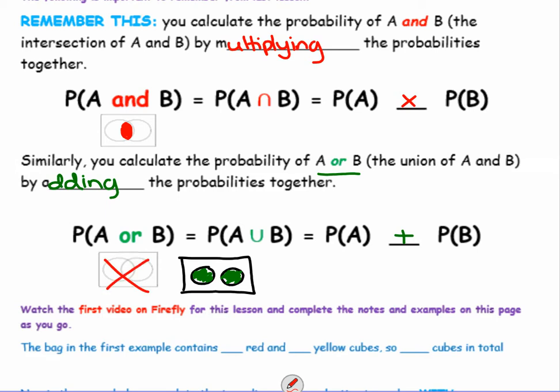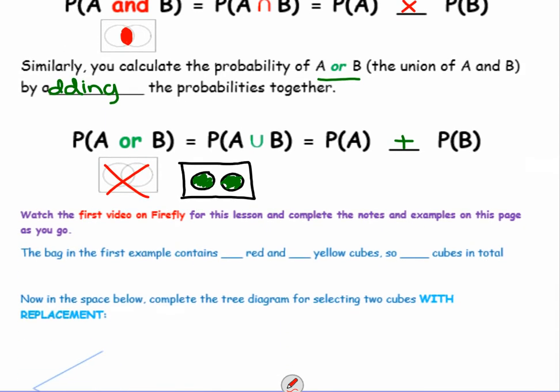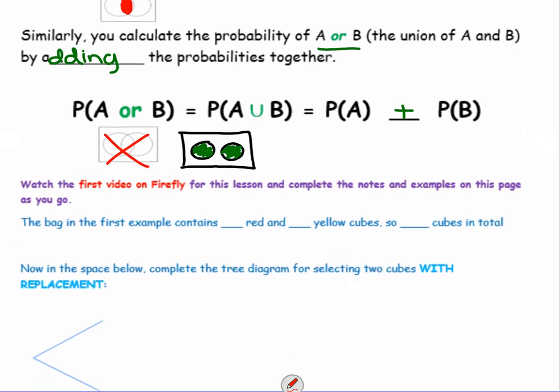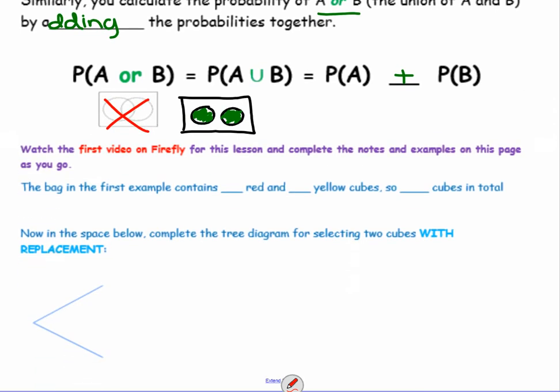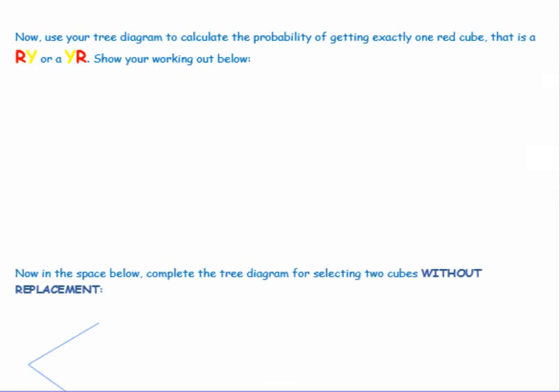Okay, so moving on from there. Watch the first video on Firefly for this lesson that's coming up on the next page in a bit, and complete the notes and examples on this page as you go. These notes are all coming from the first video that you'll see on Firefly to do with probability trees for lesson 8. So I would pause this video now and go and watch the other video on Firefly, then come back and we'll pick up where we left off on the next page. Okay, so assuming you've done that, let's skip ahead. This part of course comes from the first video that I was just talking about before.